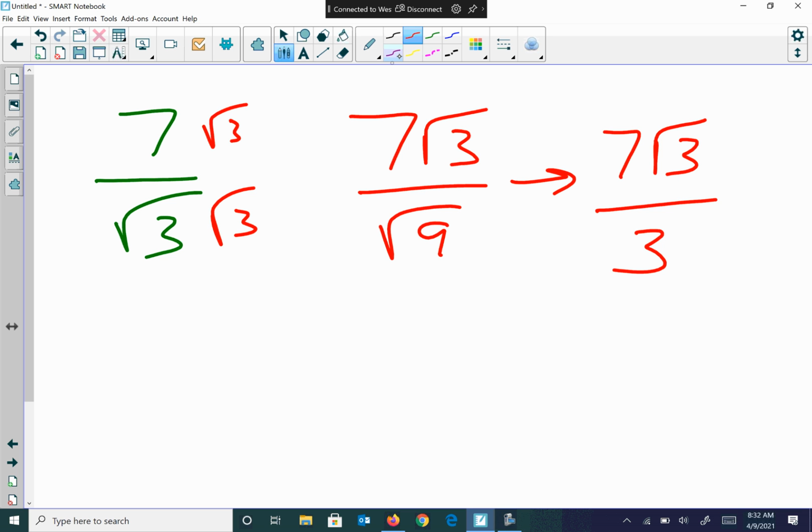Then you have to take a look. Is there something outside and outside, can I reduce them? No. Not in this case. So 7 root 3 over 3 is my final answer.